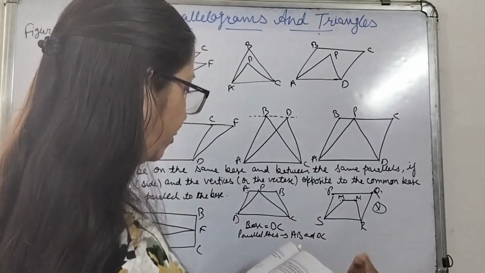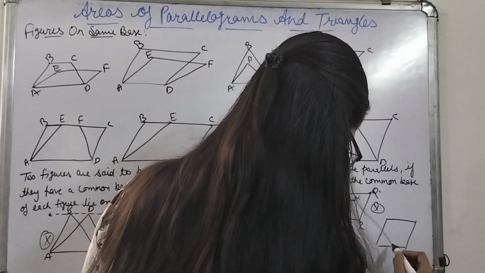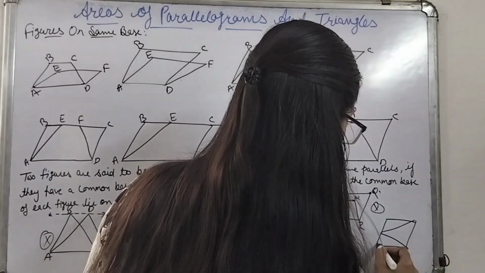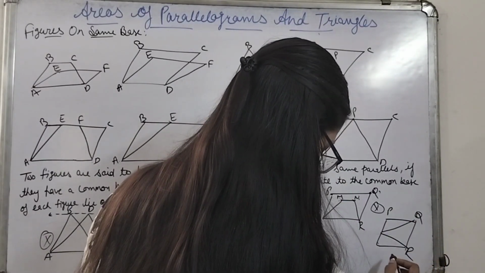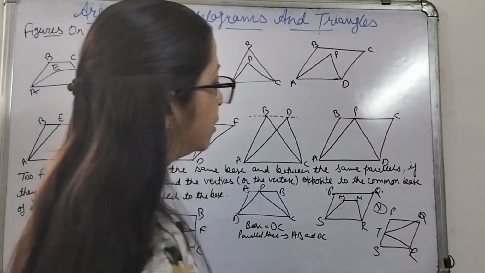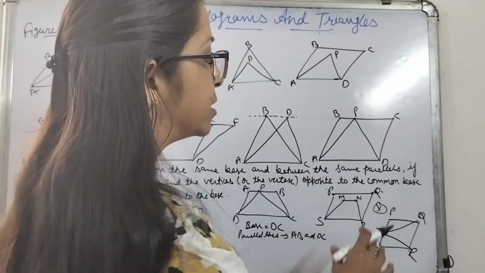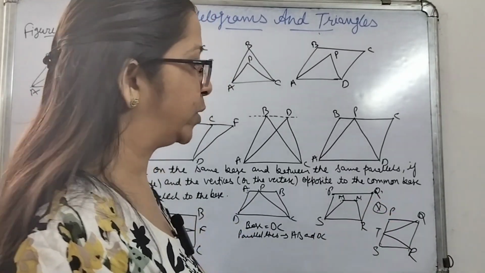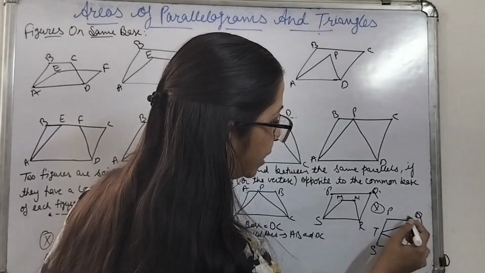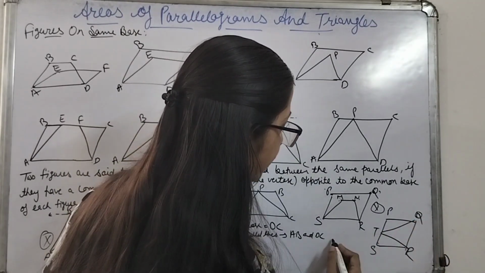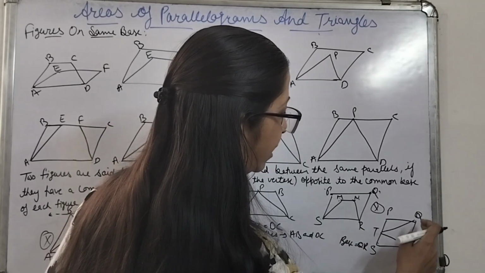The third is your figure. This is the figure. From here a triangle is there. These points are your P, Q, R, S and T. So in this figure there is one triangle and one parallelogram. They both are on the same base and between the same parallels. We can see the triangle has QR as the base and the parallelogram also has QR as the base. So common base is your QR and they are between the same parallels.